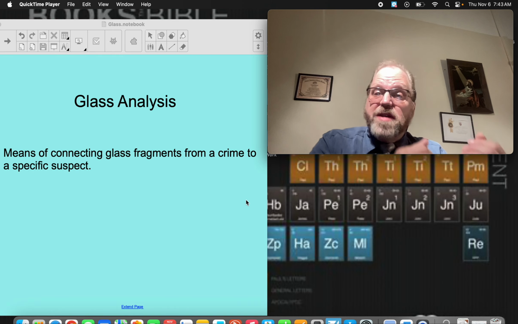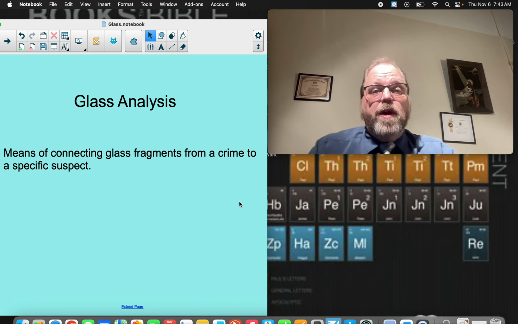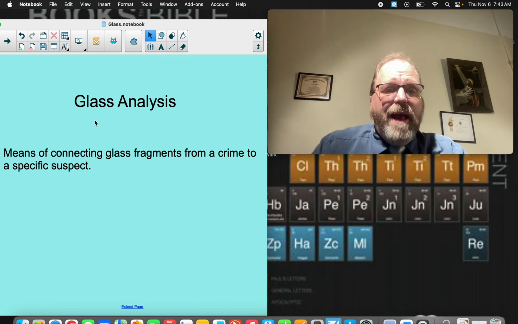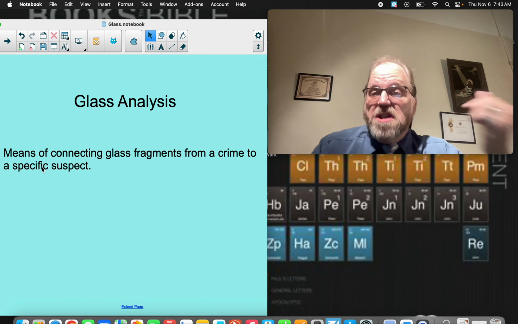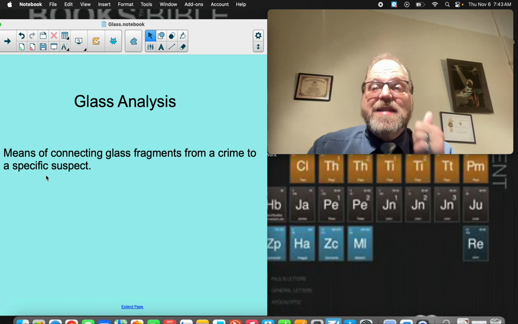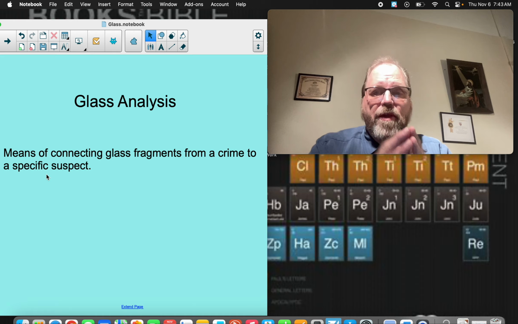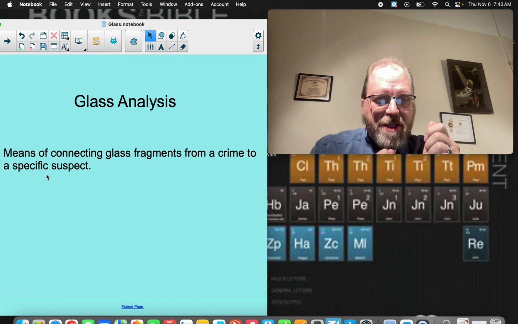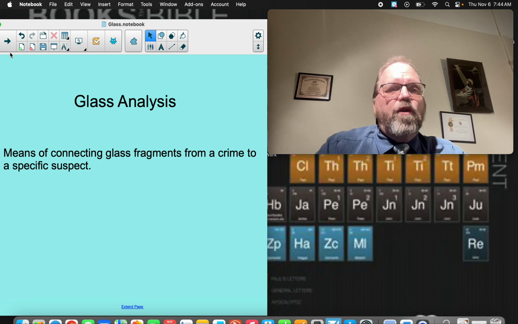We're going to continue our examination of trace evidence by looking at glass analysis. Glass analysis is the means of connecting glass fragments from a crime to a specific suspect. So making sure that the glass that we find matches up with a suspect, it's a form of trace analysis.